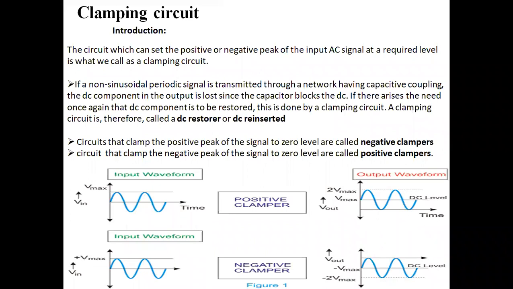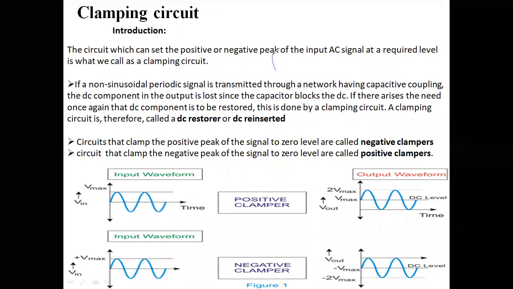What I have said is that clippers are nothing but cutting some portion of the waveform. It may be a positive portion or a negative portion. We can cut some portion, and unwanted signal can be removed. While explaining the clipping circuits, I said that there may be noise in our input signal.